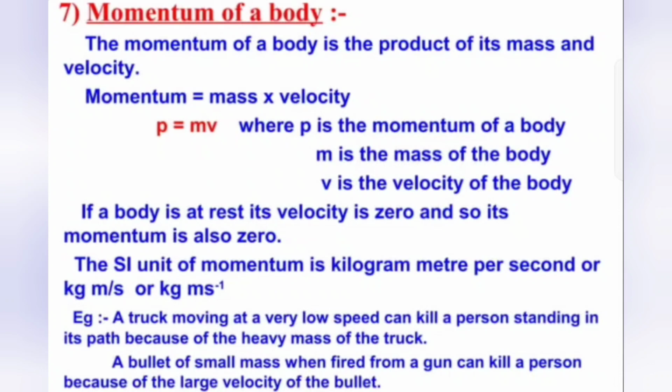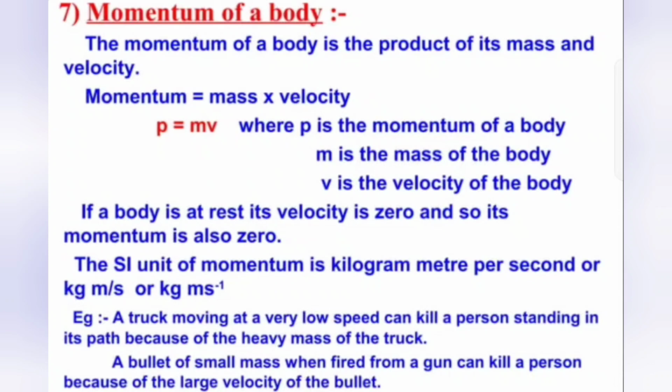Now momentum, which most people have problems with. What is momentum? Momentum of a body is the product of its mass and velocity. This is just a formula, right? Momentum is actually the amount of motion contained in an object. So as you can see, mass, velocity, amount of motion contained in a body. So momentum is mass into velocity.